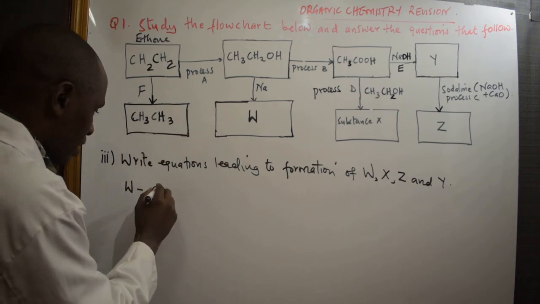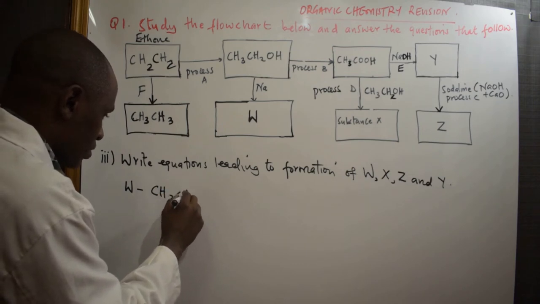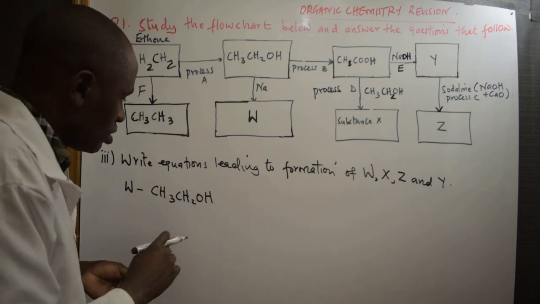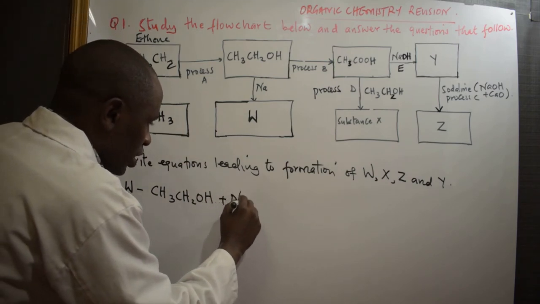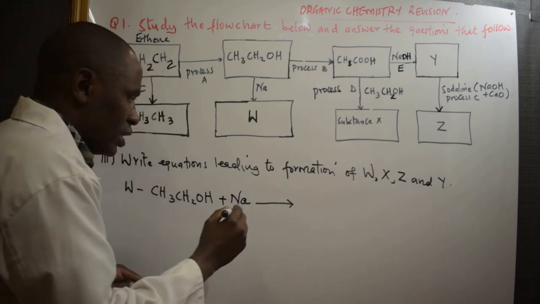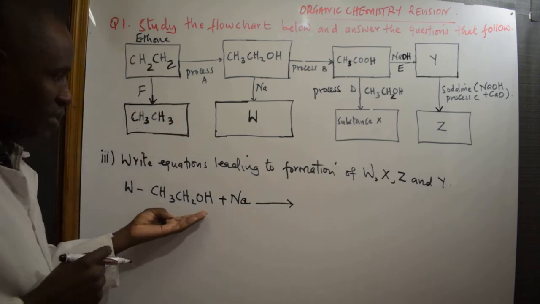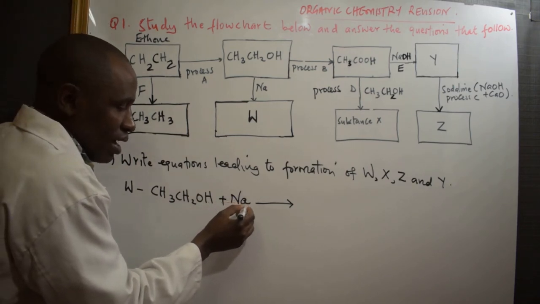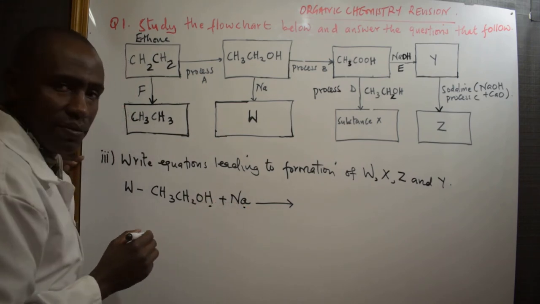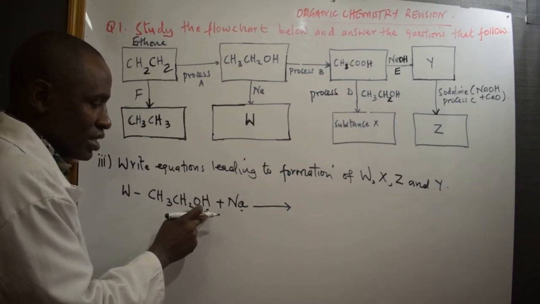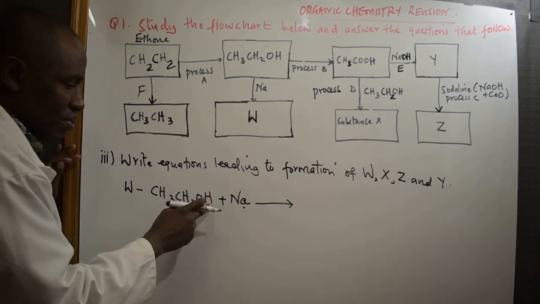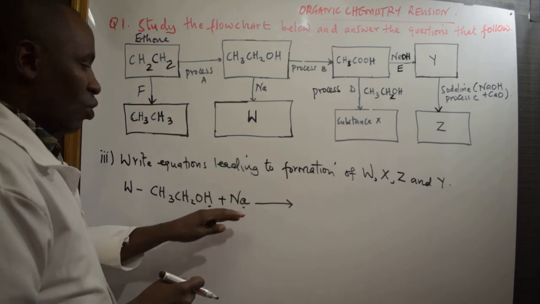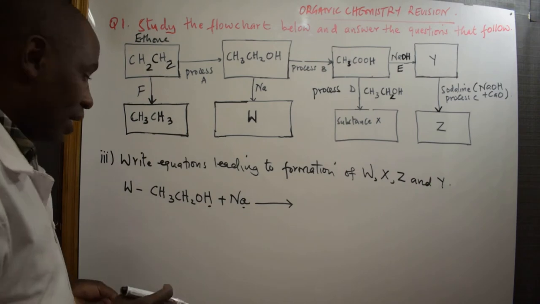So I'm going to have my ethanol here, CH3CH2OH. The reaction of ethanol with the sodium, just as we see it in water, what normally happens is the sodium replaces the hydrogen. This sodium replaces this hydrogen, and when it replaces this hydrogen here, now this hydrogen atom will form hydrogen gas, and this is what we're talking about.